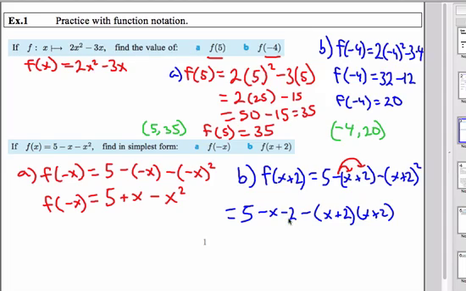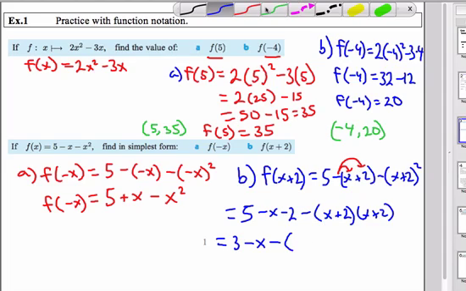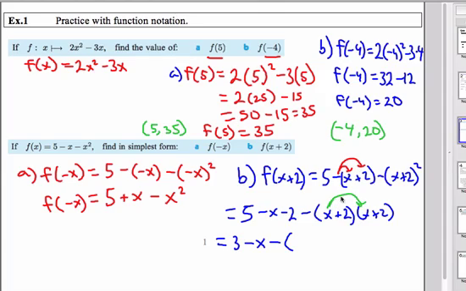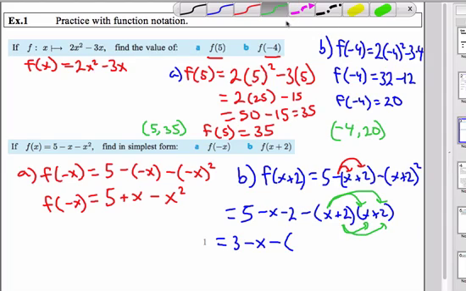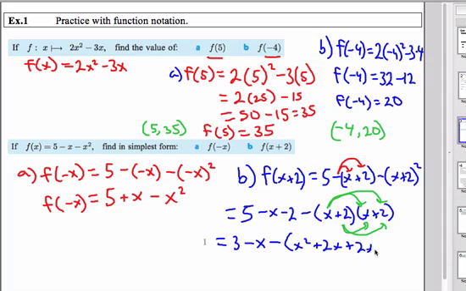Okay, now over here, let's start simplifying here. We have 5 minus 2. We get 3, and the negative x stays there. And let's do x plus 2 times x plus 2. We can do the FOIL method and do x times x, x times 2, 2 times x, and 2 times 2. And we get x squared plus 2x plus 2x plus 4. And let's simplify some more here. 3 minus x squared plus 4x plus 4.